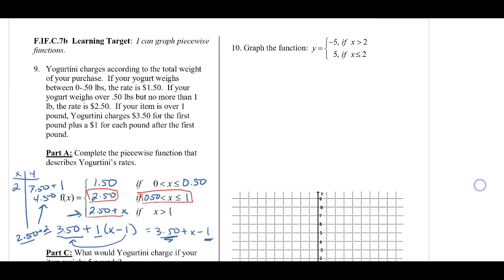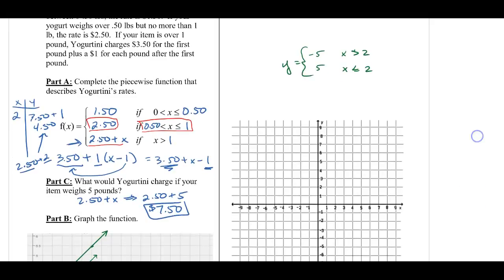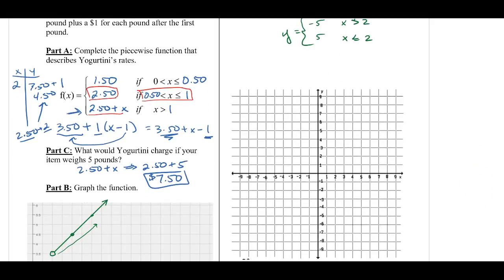Last problem, graph the function y equals -5 when x is greater than 2, and +5 when x is less than or equal to 2. All right, so the boundary line that we have is at 2. So just for a minute, I'm going to draw a vertical line through x equals 2. That's my boundary line.